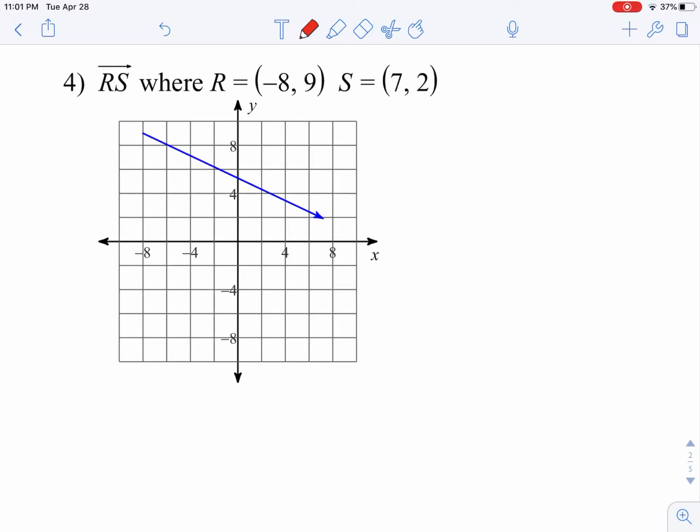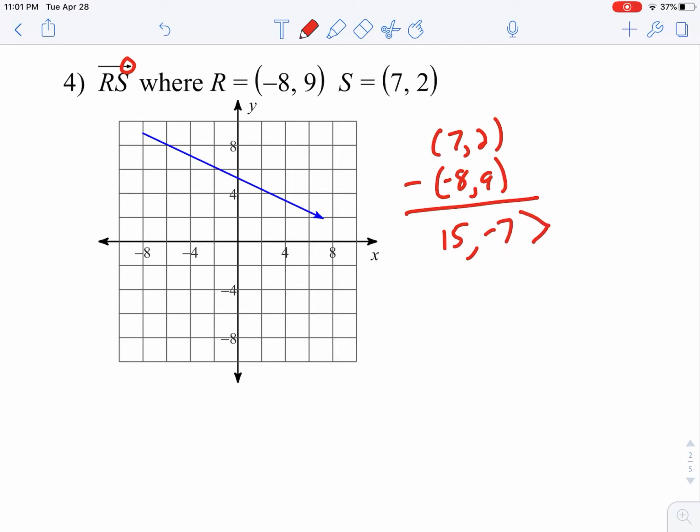Okay, so let's find the component form of RS. S is the terminal side, so it's 7, 2 minus R, the initial side, negative 8, 9. 7 minus 8 is 15. 2 minus 9 is negative 7. Put it in these brackets instead of parentheses, and that's our answer.